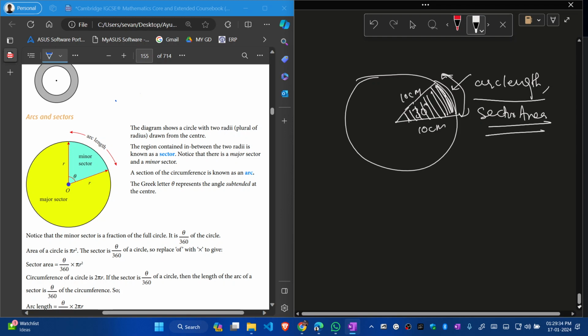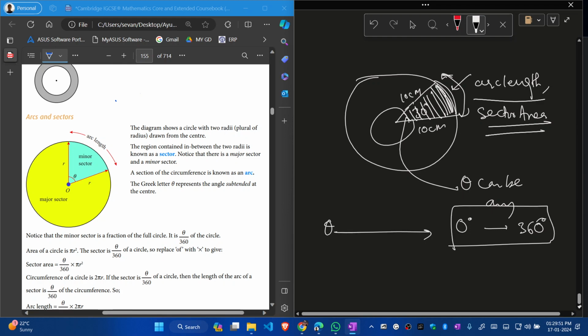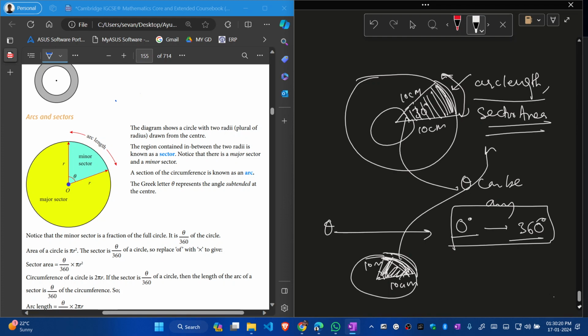Theta can be anything from 0 to 360. Yes, 360 is again 0, it is a complete circle only. So theta will vary from 0 to 360 degrees. Let's say this is a circle, and this angle is 110 degrees, and the radius is again 10 centimeters. Then you can accurately find the arc length from this to this, and you can also find the area. That's what this topic is suggesting to us.